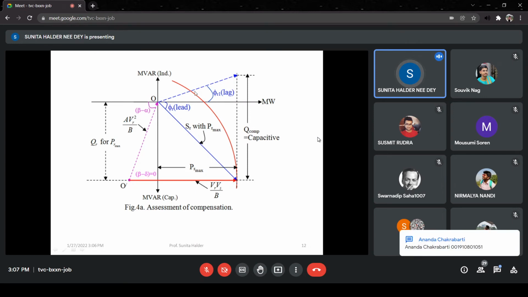So in that way, when at the receiving end the load is at a power factor angle phi r1 and it is drawing a particular load, if we want to maximize that power transfer, then we have to apply this much compensation.